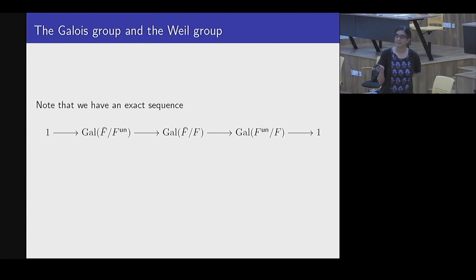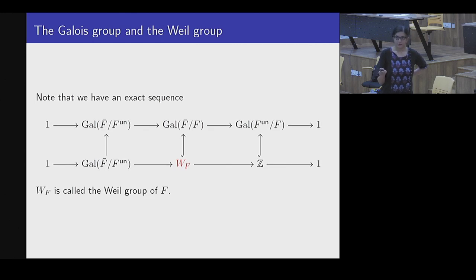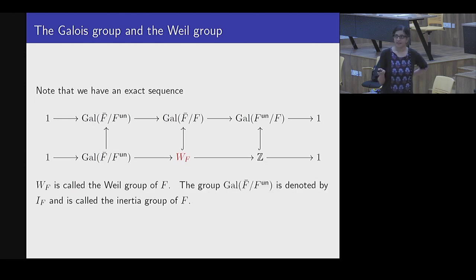Recall that this is isomorphic to the profinite completion of Z. This is the maximal unramified extension of F contained in the separable closure, and it's isomorphic to the profinite completion of Z. And inside this, Z sits as a dense subgroup, and the Weil group is the inverse image of Z in the Galois group of F bar over F. It fits into this exact sequence. This is the definition of the Weil group. W_F is called the Weil group of F, and this group is called the inertia group of F.